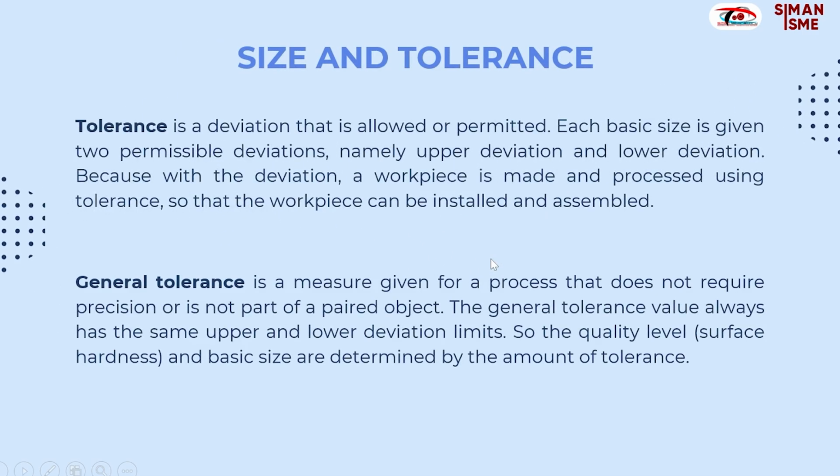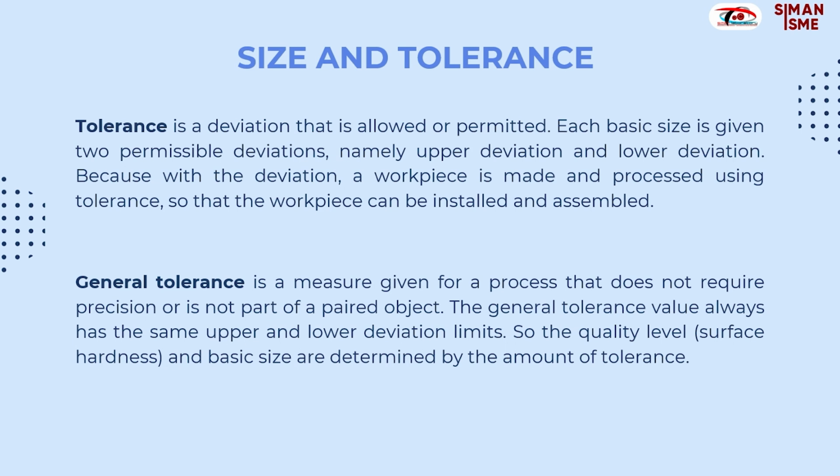Okay, next for size and tolerance. Tolerance is a deviation that is allowed or permitted. Each basic size is given two permissible deviations, namely upper deviation and lower deviation, because with the deviation, a workpiece is made and processed using tolerance so that the workpiece can be installed and assembled.